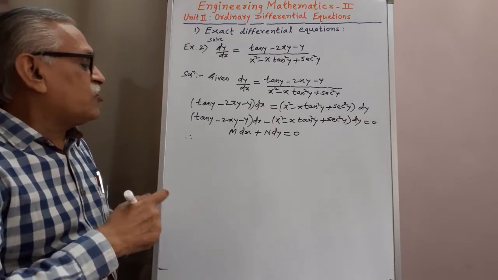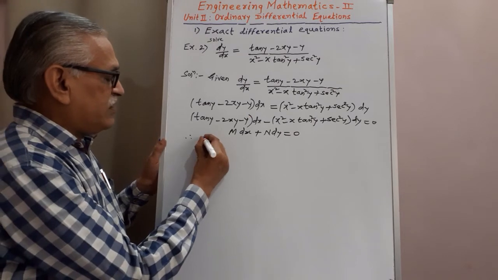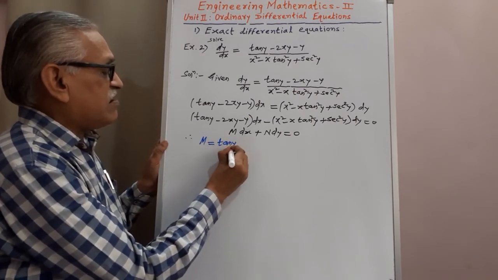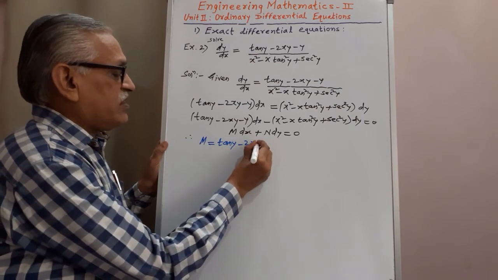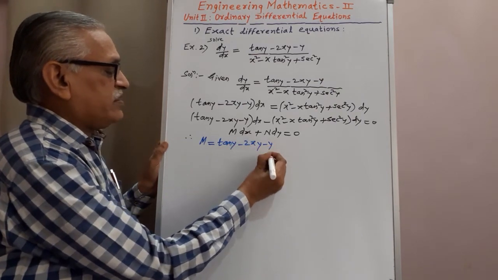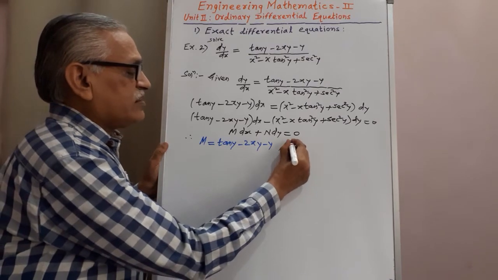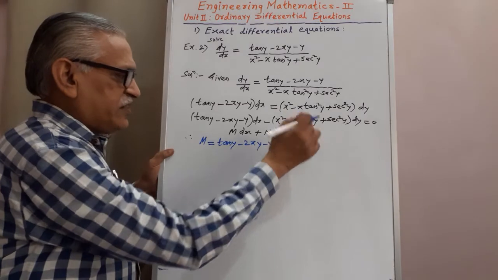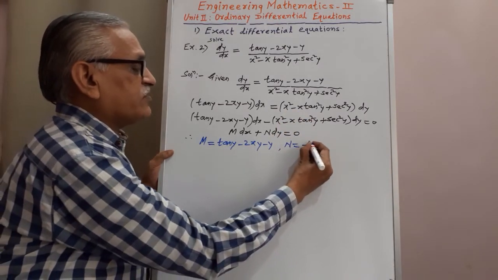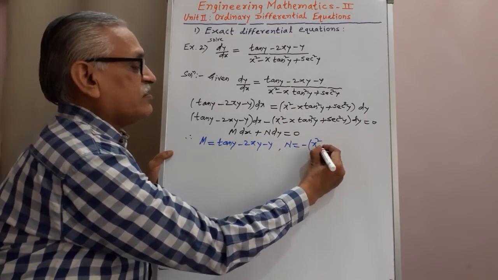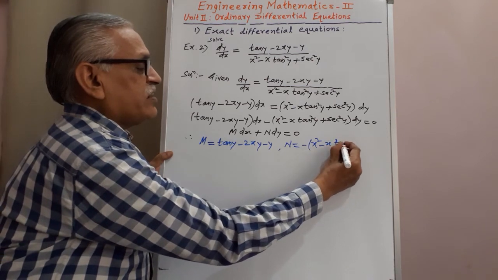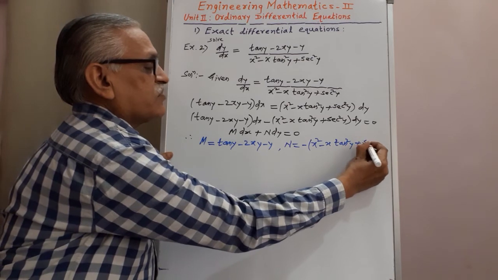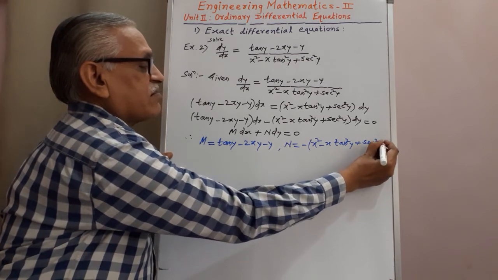M as the coefficient of dx, and therefore here M is tan y minus 2xy minus y, and the expression for N, the coefficient of dy, is minus x square minus x tan square y plus secant square y.